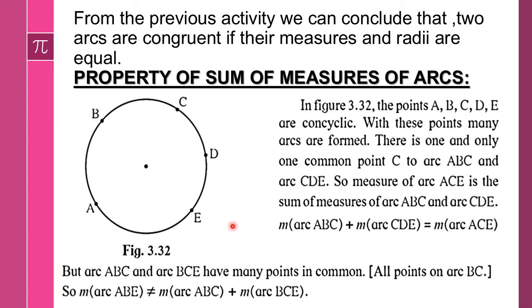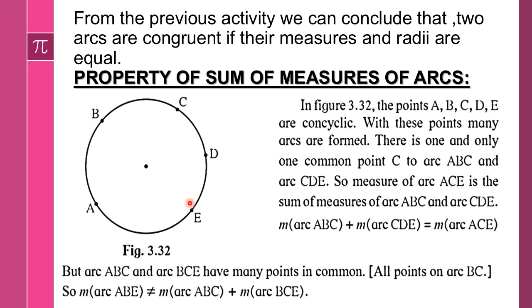Now whenever we have such a situation, then we can add up these arcs. That means the measure of arc ABC plus the measure of arc CDE will give me the measure of arc ACE. Okay, so exactly when two adjacent arcs have one single common point, you can add the left arc with the right arc, and hence you get the arc measure of the bigger arc, the joined arc formed.